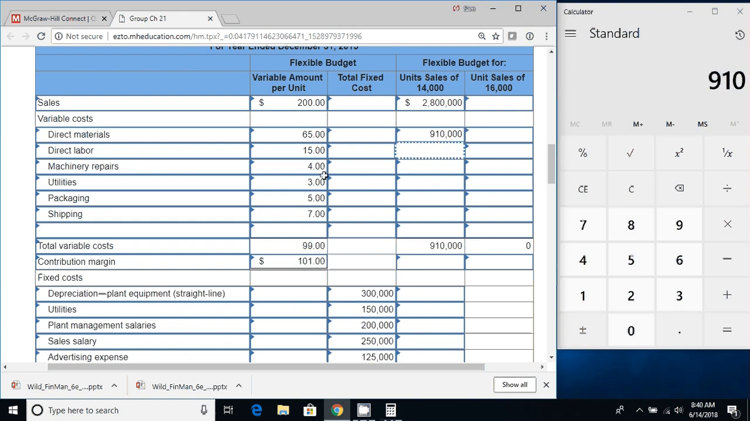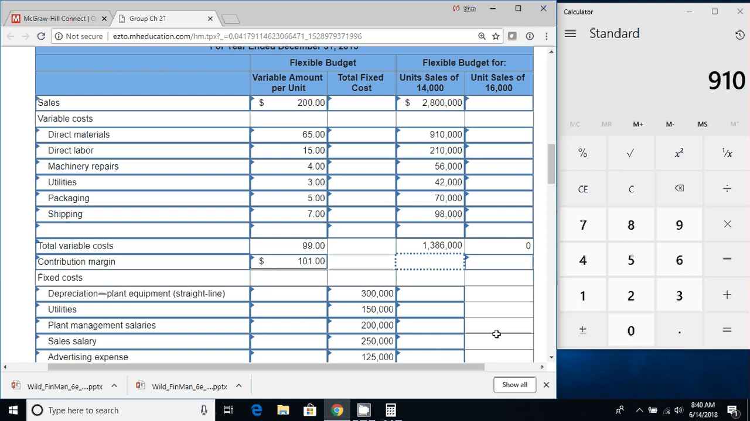If I took 15 times the 14,000, I get 210,000. If I do 4 times 14,000, I get 56,000. 3 times 14,000, I get 42,000. 5 times the 14,000 is 70,000. 7 times the 14,000 is 98,000. And now I'm back down to contribution margin.